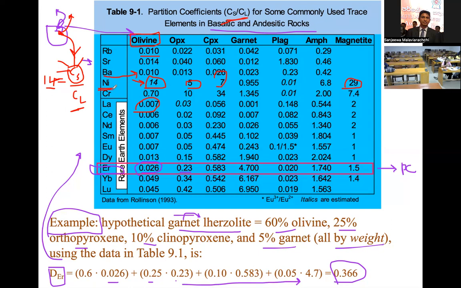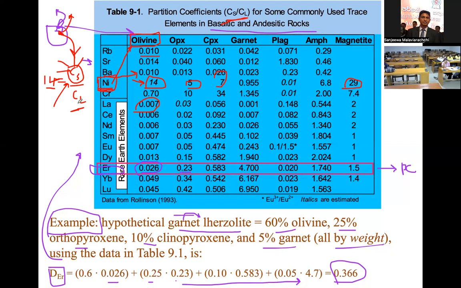What do you mean by that? Compatibility and incompatibility. Remember, compatibility means the preference for a solid phase. So that means nickel prefers the solid phase. In this case, the solid phase is olivine. Okay, nickel prefers olivine a lot. That's the idea behind this. So in igneous systems, in the mantle mainly, nickel always behaves as a compatible element, because it always wants to go into the solid, not into the liquid.